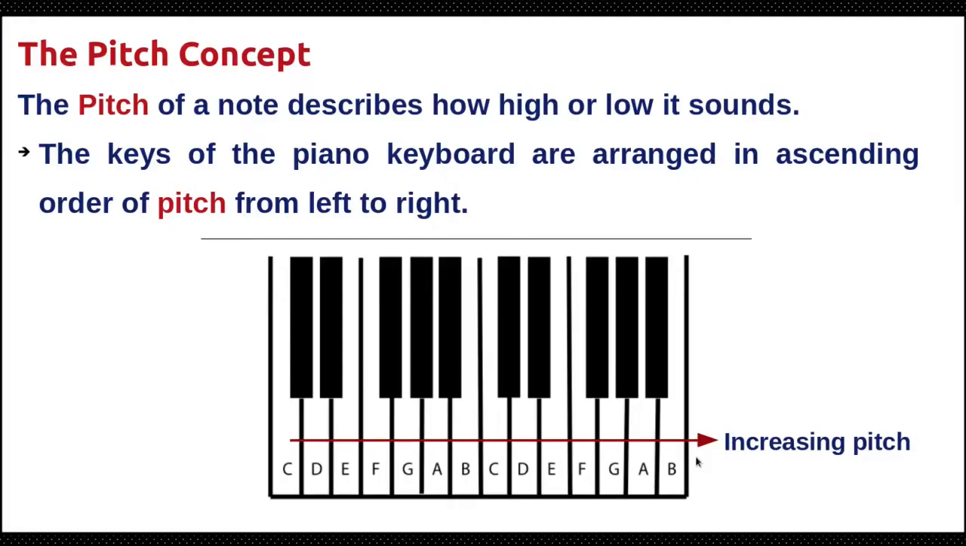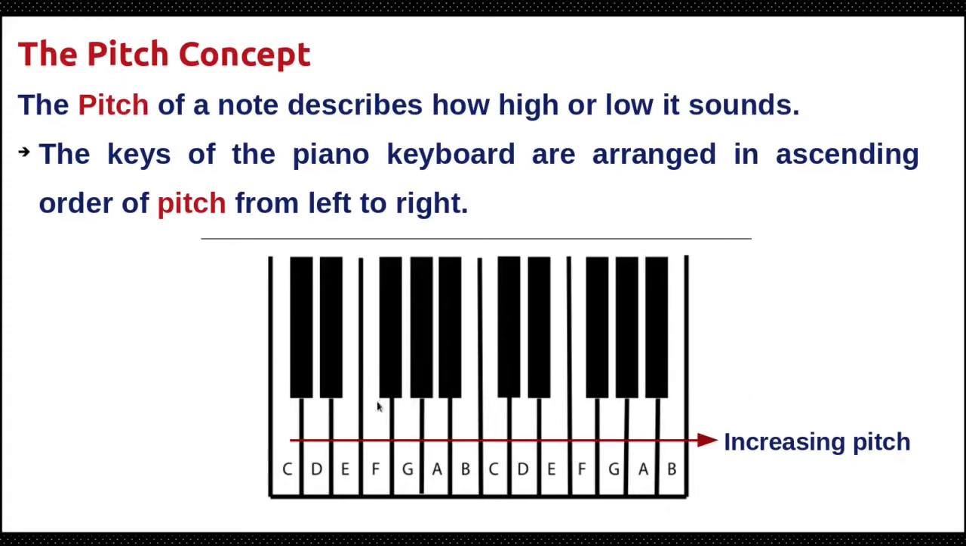Now, the pitch concept. The pitch of a note simply describes how high or low it sounds. So the keys of the piano keyboard are arranged in ascending order of pitch from left to right. So when I say pitch, I mean D is expected to sound higher than C in pitch, so also E is expected to sound higher than D. Even this note, this E flat, is expected to sound higher than D. And just that order, we have ascending order of increasing pitch on the piano keyboard.